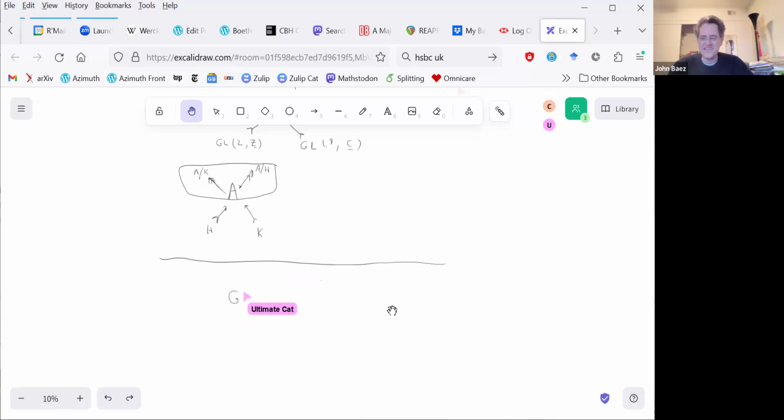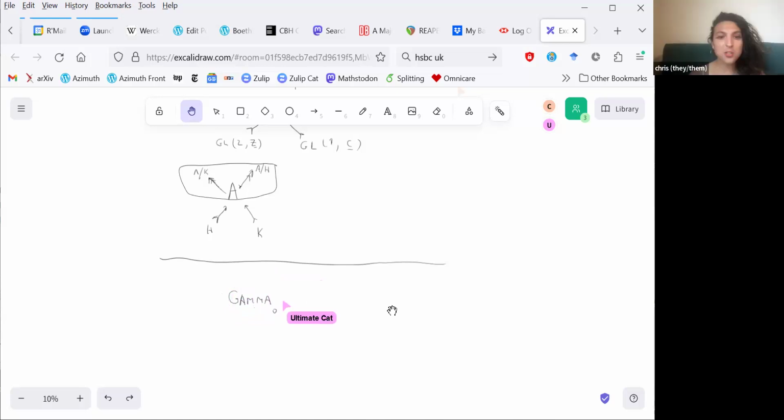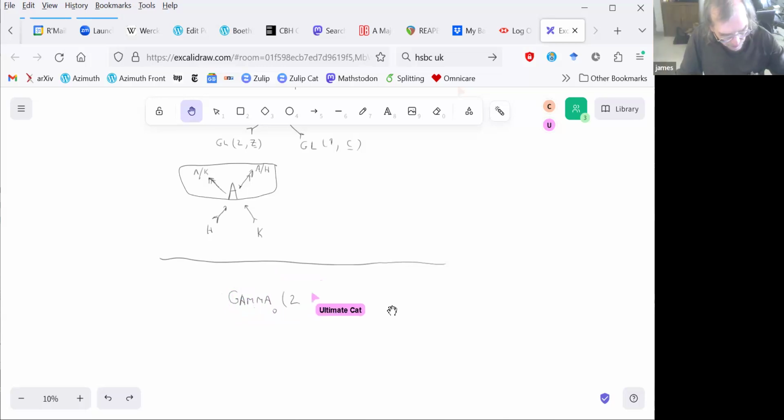So we're going to have this thing called gamma sub 0. I do like that you wrote out the word gamma. I just hate different fonts and different alphabets and things like that. So, gamma sub 0.